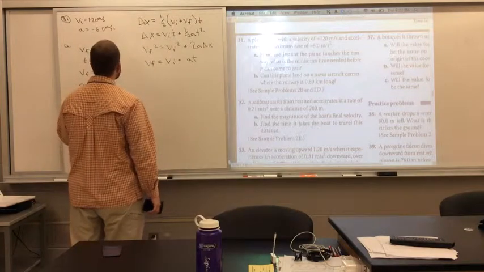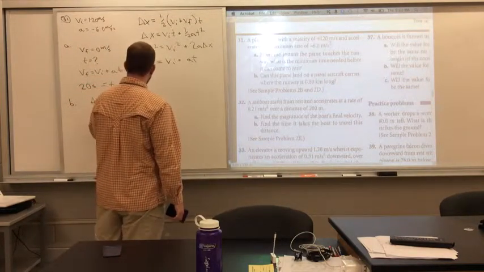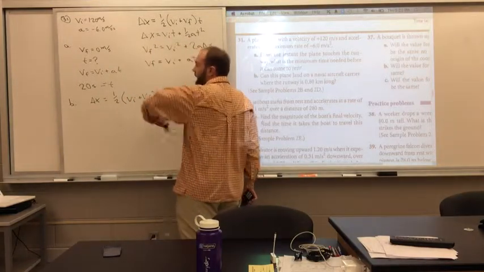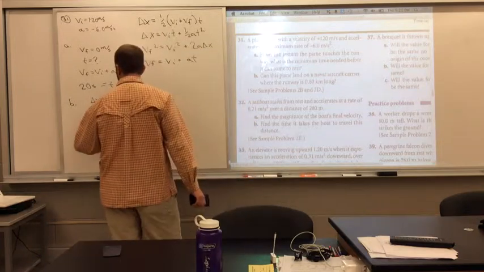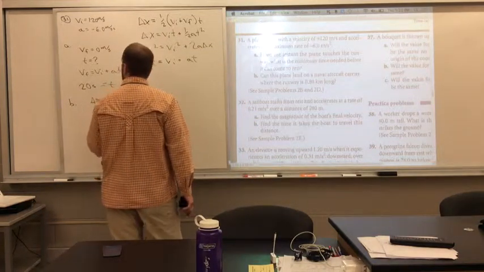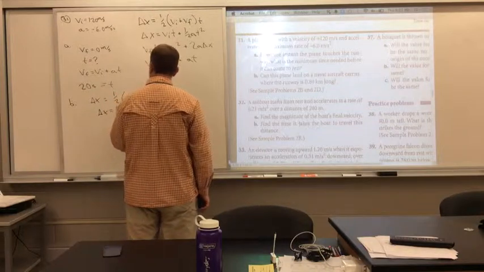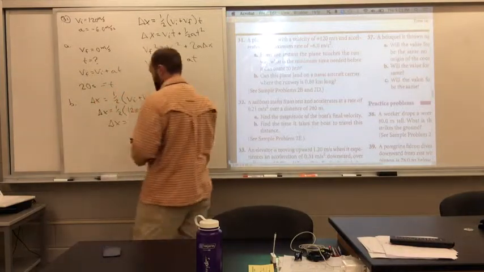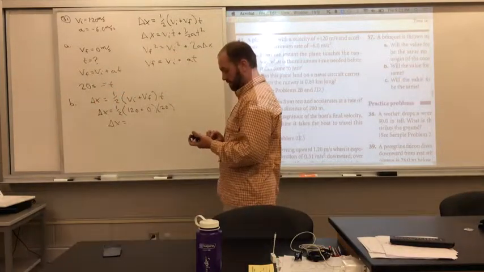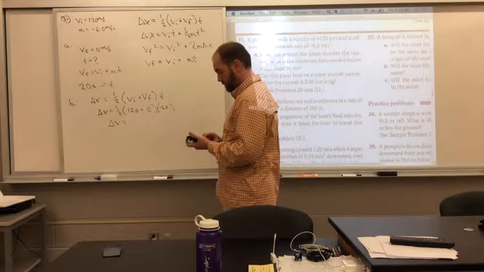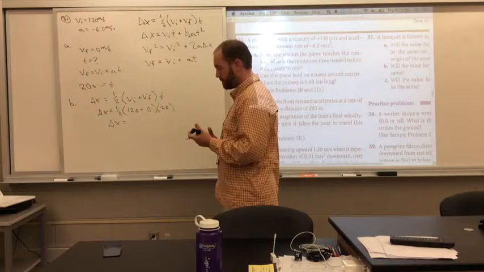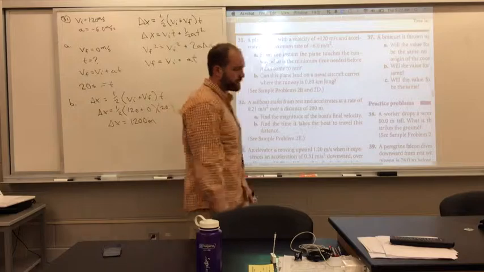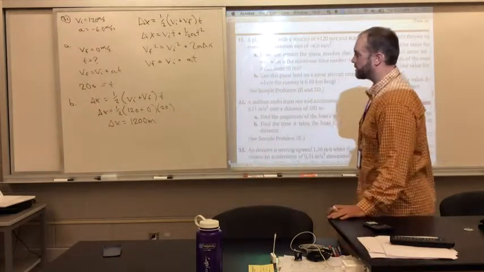So I'm going to use this equation. I'm going to say, okay, I know I got 20 seconds. I want to see how far this thing goes in 20 seconds. That's the minimum amount of time it takes to land. So half of 120 plus 0 times 20. All right, 0.5 times 120 times 20. 1200 meters. All right, so it takes 1,200 meters for this thing to land.